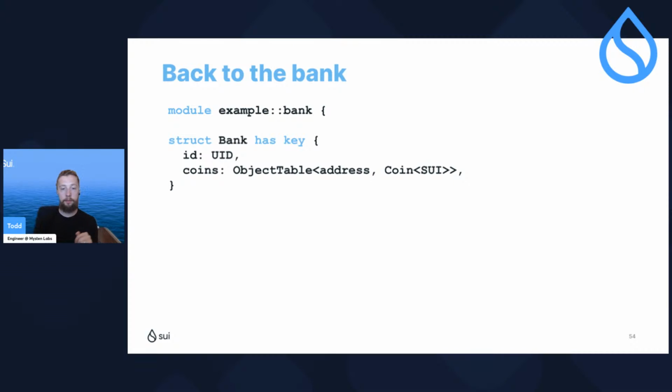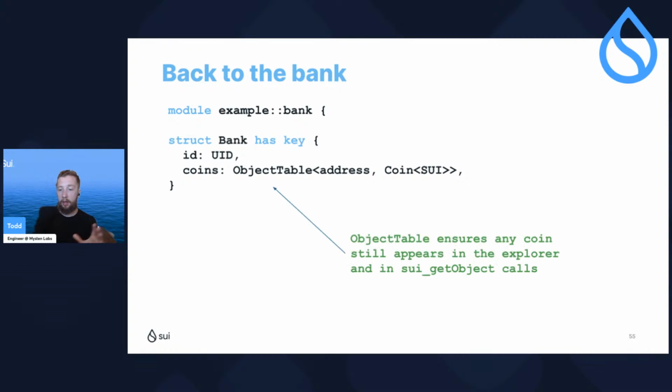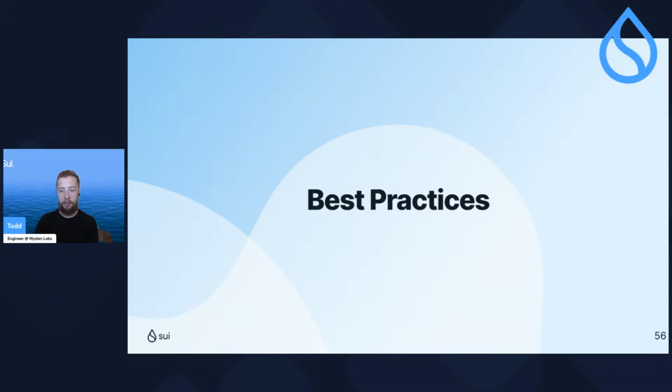So back to the bank, if we used an object table in this way instead of a table, we'd ensure that all of our coins would still appear as we'd want them to in whatever various calls we'd have. So I've presented these two alternative views on dynamic fields. You might be a little confused now about all these different APIs. You've seen table. I'm going to show you bag in a bit. What are some of the best practices? How do I know which API to use? When? What am I supposed to be doing?